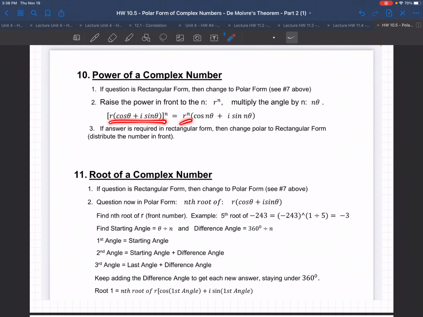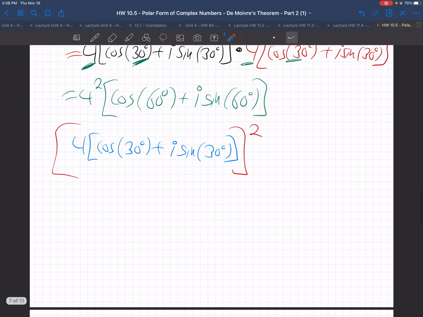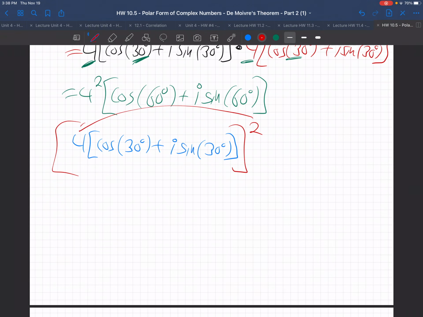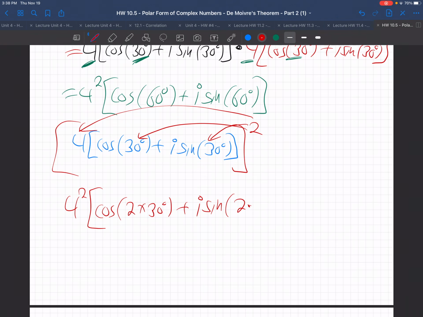So how do you do the power of a complex number? Anything to the nth power, you raise the number in the front to the n, and then you multiply the angles by n. That's how you do powers. So you power the number in the front, 4 squared, and you multiply the angles: cosine of 2 times 30 plus i sine of 2 times 30.